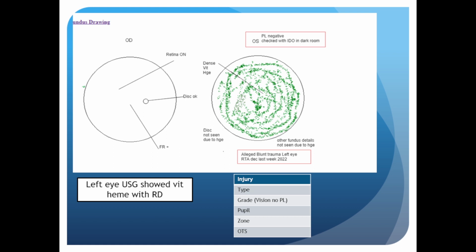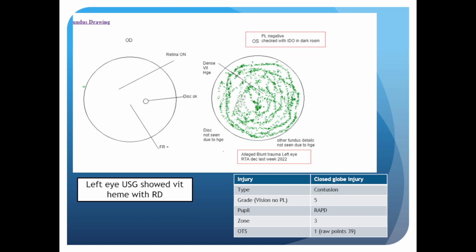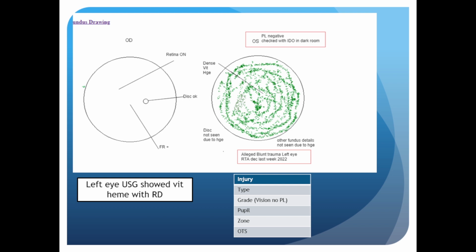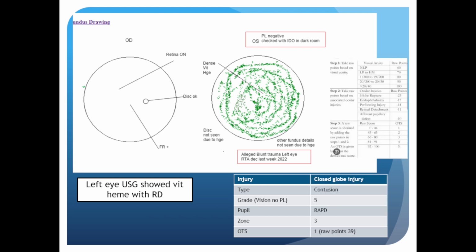Okay. So what is the OTS score? Is it NPL? But that has got a minus thing actually. I think start from 60, right? Yeah. So basically, this chart gives us the points; from 60, you have to subtract. This patient has RAPD, so we have to subtract 10, and RD for 11. So we add 11 and 10, that will be 21, and that will be subtracted from 60. So it will come to 39, and we have to see this raw score here, and accordingly we can classify.